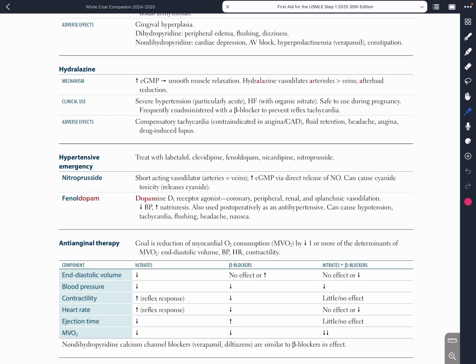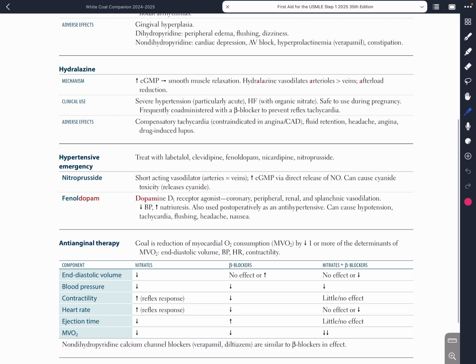Hydralazine also causes fluid retention, headache, angina, and drug-induced lupus. What are the drugs that cause lupus? Hydralazine, sulfonamides, isoniazid, and procainamide.